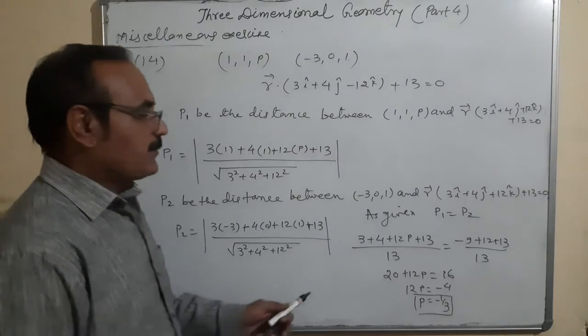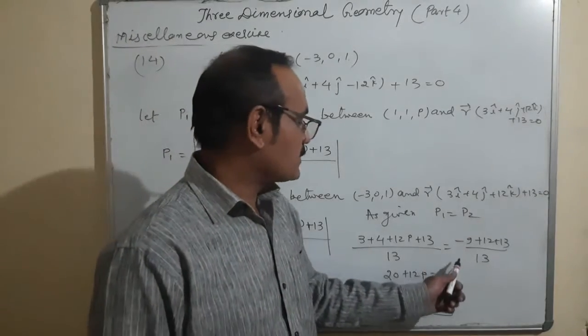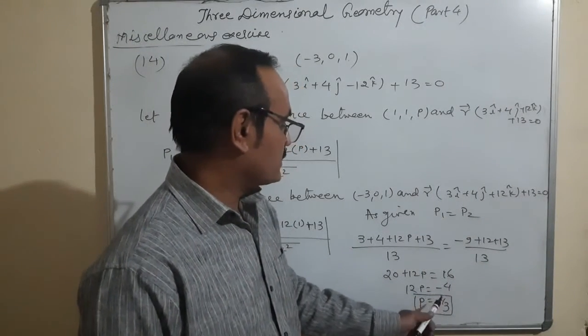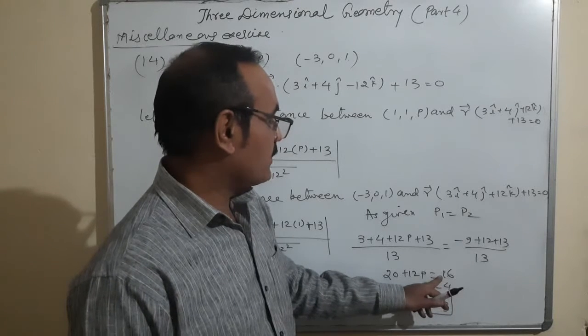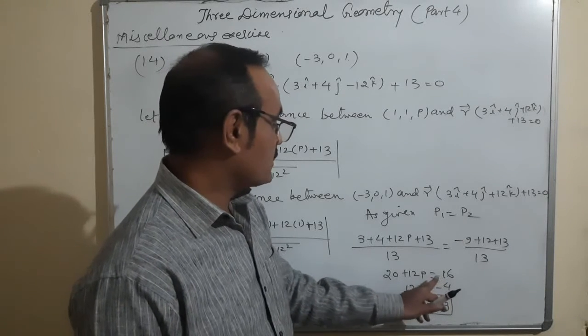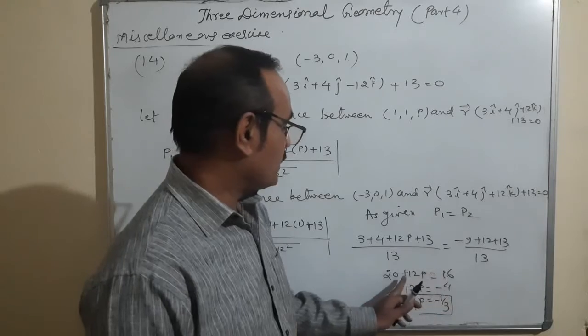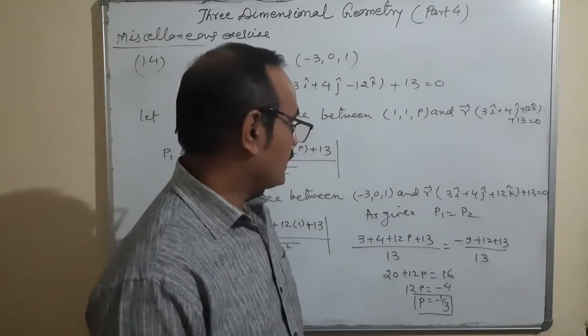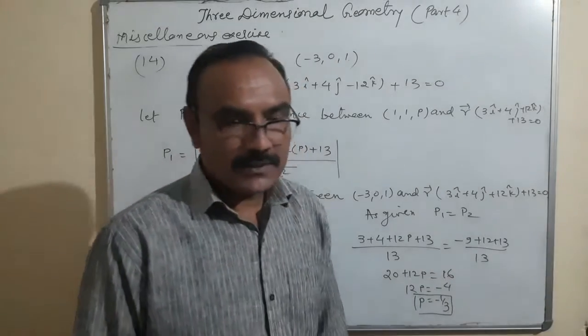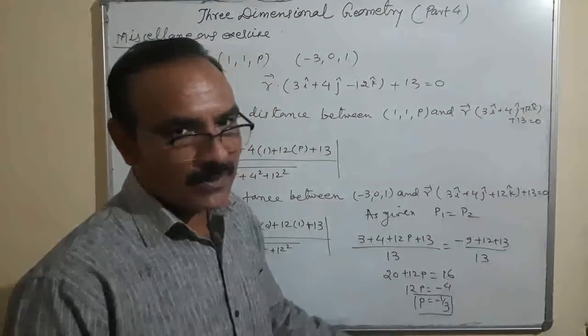By the way, here there is a possibility of 2 points. We can take here plus minus. So one is a plus, one is a minus. So when I take the minus sign here, then what happens? 12P is equal to minus 16 minus 20, it is minus 36. So it is coming minus 3. So one is minus 1 by 3.